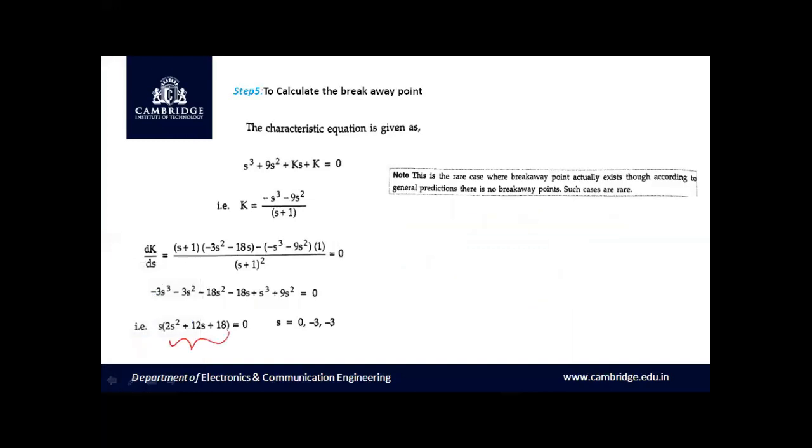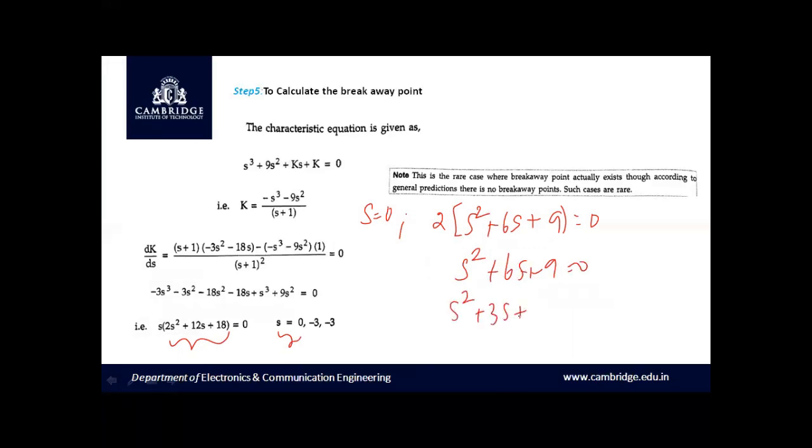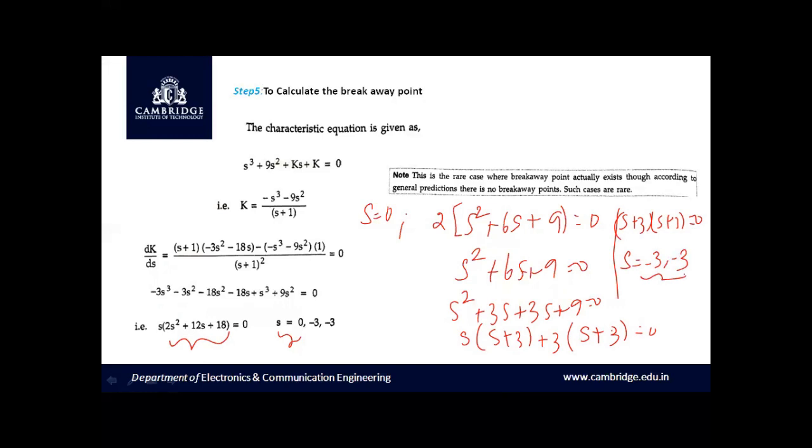Now simplifying this equation, s will be equal to 0, and we can take 2 as common. It will be of the form s square plus 6s plus 9 equal to 0. I can write this as s square plus 3s plus 3s plus 9 equal to 0. Yes, I can take s common outside. It will be of the form s into s plus 3 plus 3. I can take 3 common outside, so it will be 3 into s plus 3, which is equal to 0. So I can write it as s plus 3 into s plus 3 equal to 0. So I get two roots at s is equal to minus 3, comma minus 3. And first root is at s is equal to 0. Therefore, finally you get three roots at 0, comma minus 3, comma minus 3.